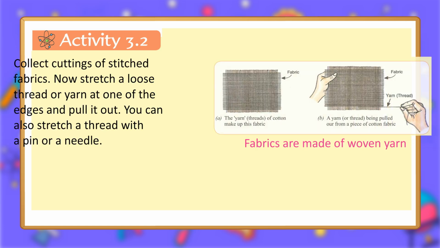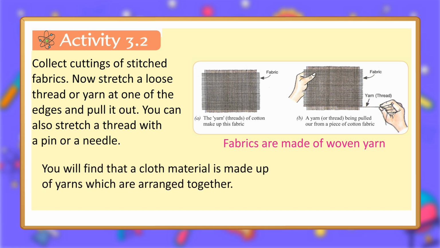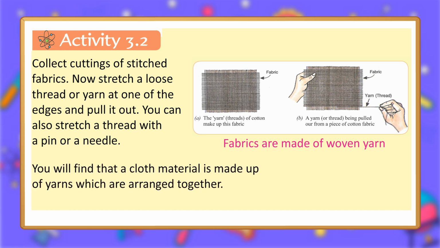Activity 3.2. Collect cuttings of stitched fabrics. Now stretch a loose thread or yarn at one of the edges and pull it out. You can also stretch a thread with a pin or a needle. You will find that a cloth material is made up of yarns which are arranged together. Fabrics are made of woven yarn.